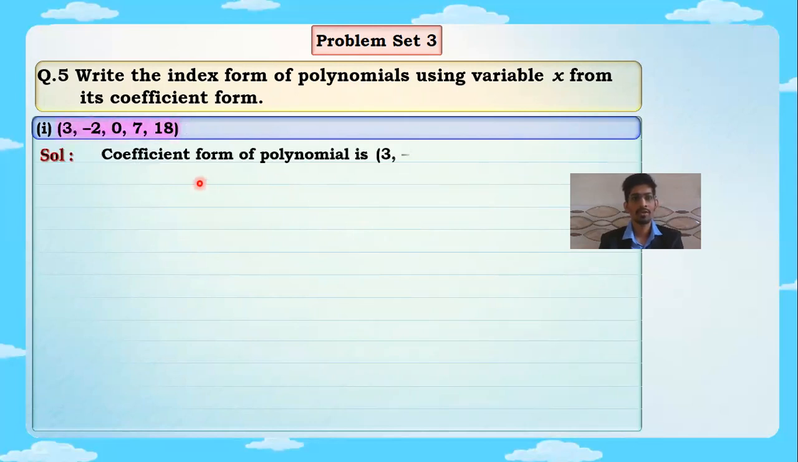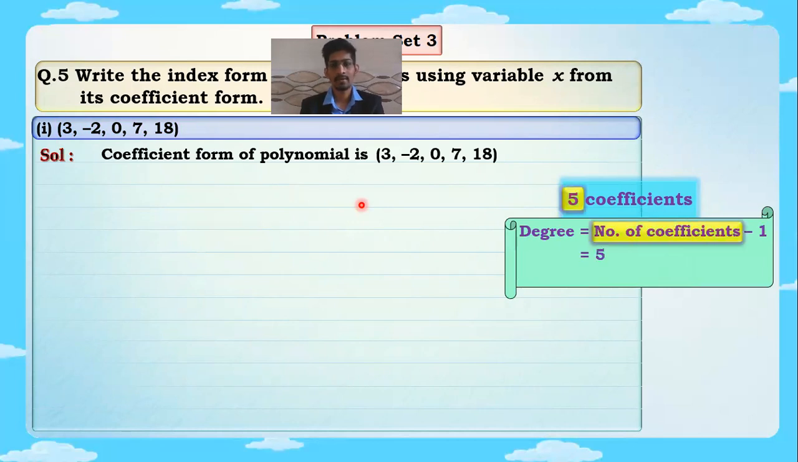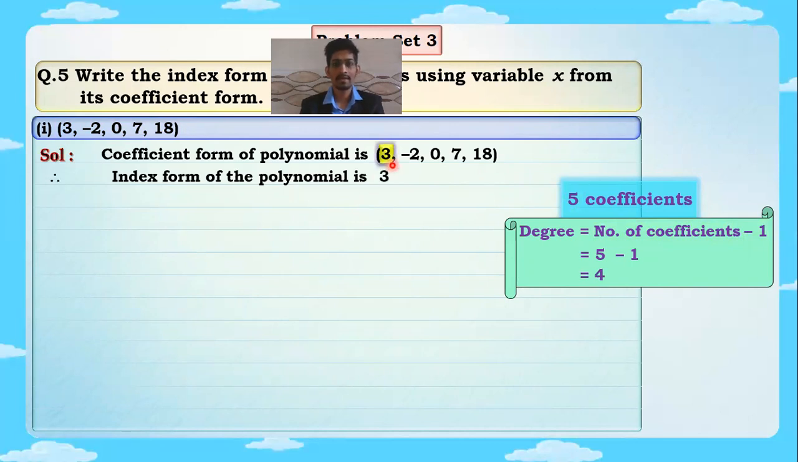Total, how many coefficients are there? Yes, 5 coefficients are there. So the degree should be what? 5 minus 1. Number of coefficients minus 1, that is 4. So let's write down the index form, starting with the first coefficient, that is 3 x raised to 4. Then next minus 2 x raised to 3. Next one 0 x square. Next one plus 7x. And then the constant term, that is 18.